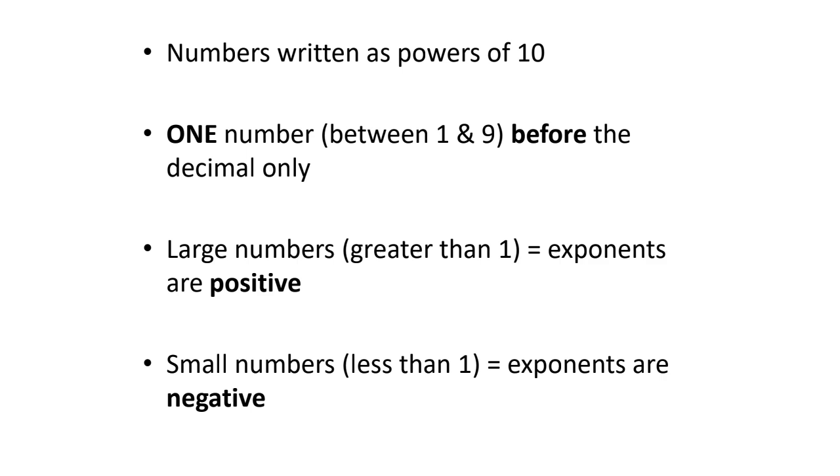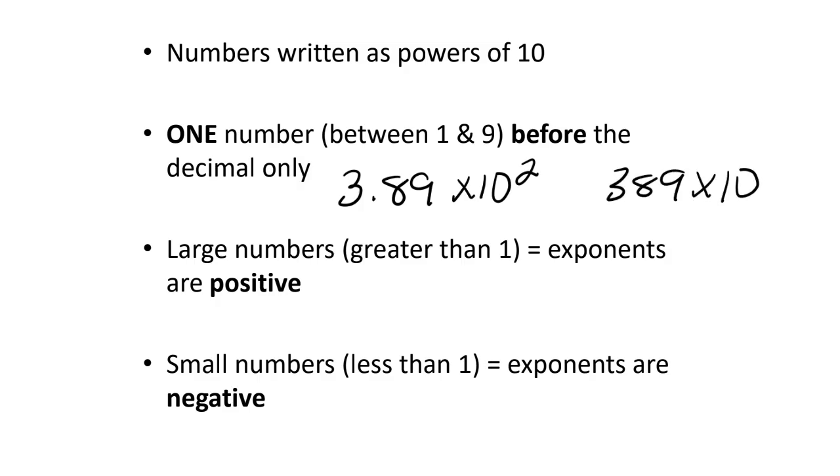First, you're going to make sure you have one number in front of the decimal only. Something like 3.89 times 10 to the 2 would be a number that's in scientific notation. But 389 times 10 to the 4 is not in scientific notation because it's got 3 numbers in front of the decimal, not 1. It has to be just one number, and can't be a 0. It has to be an actual number in front of the decimal. Now, if your number is large, greater than 1, the exponent's positive. If the number is small, your exponent's going to be negative.